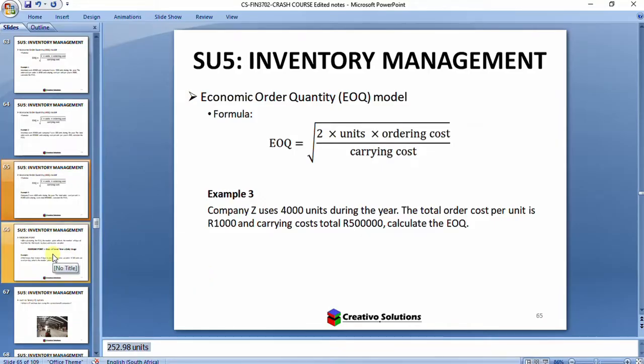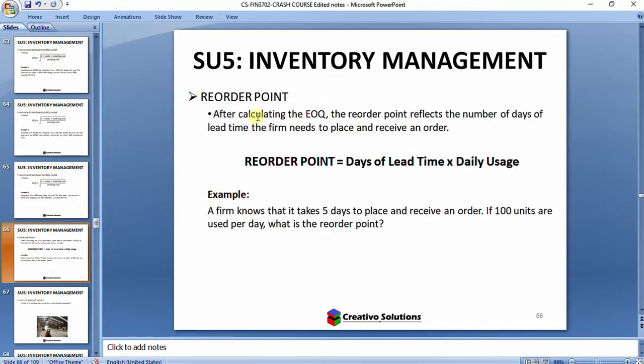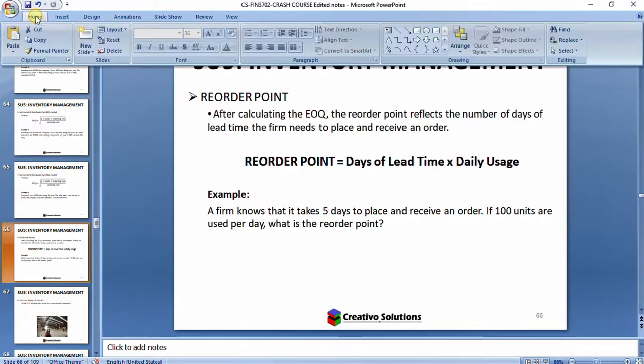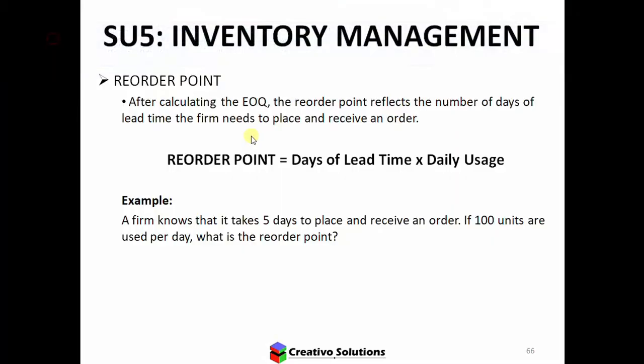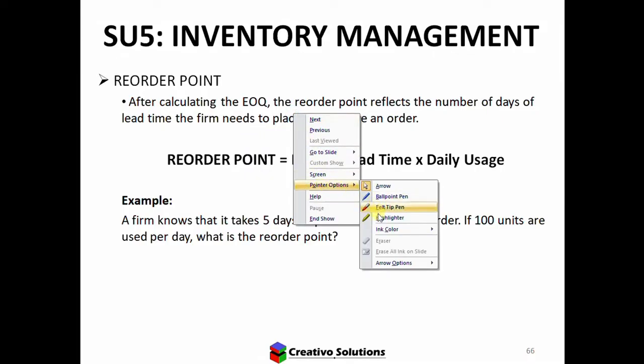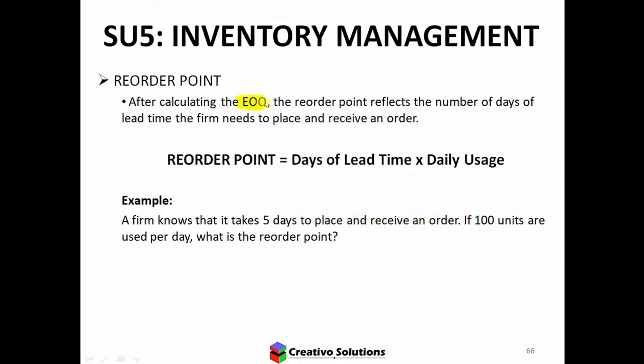Right, last bit here in terms of workings in this section is the reorder point. Be careful. Reorder point is not looking at the amount or the quantity. Reorder point is looking at when do I buy. So we've answered one question already. EOQ is looking at how much do I buy when I buy. That's EOQ, the economic order quantity.